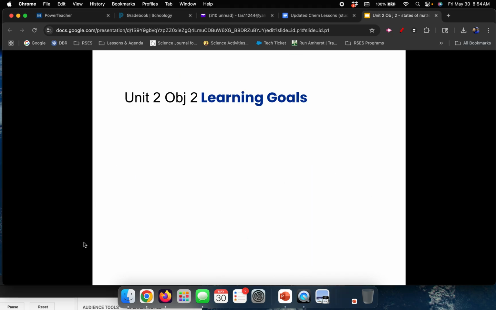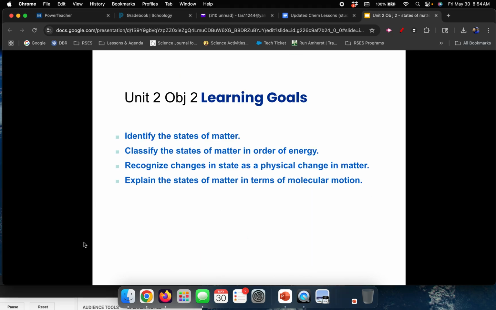They change from one to another. You could pause on this screen if you want to read through your learning goals.